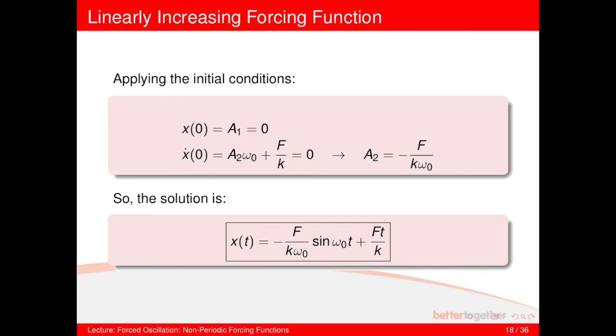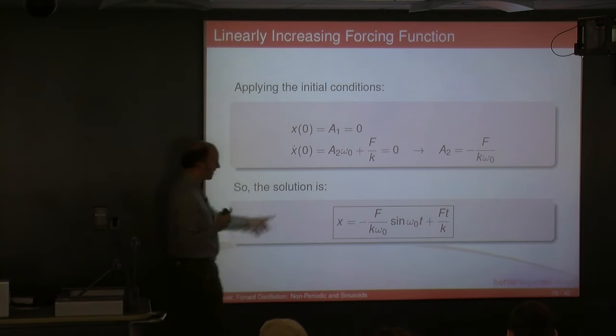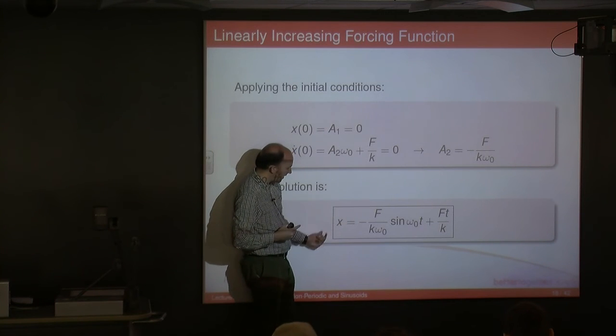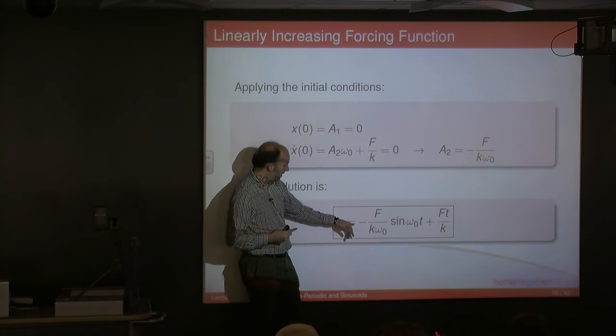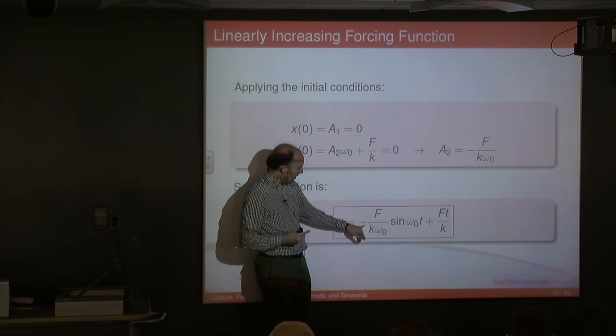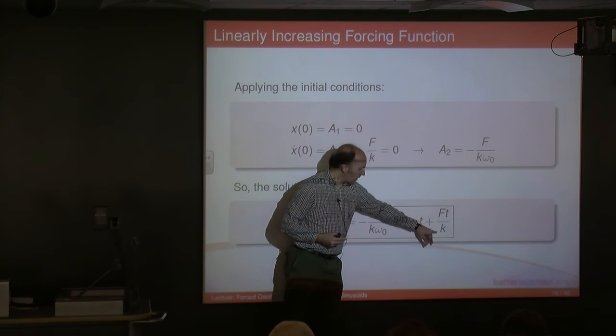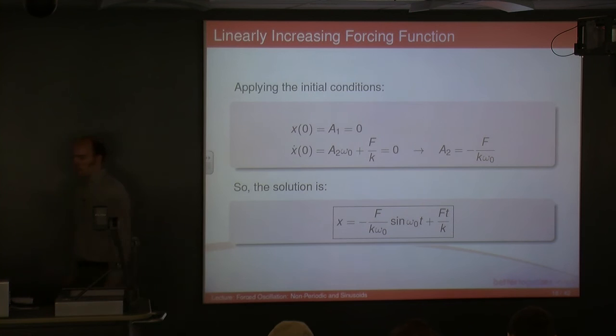And so you can stick that into our general solution and you end up with this as your solution. So there's our A2. A1 was 0, so that gets rid of the cosine term. Here we end up with a sine term multiplied by some amplitude, and then plus a ramp function, a thing that's going to increase as time goes up.